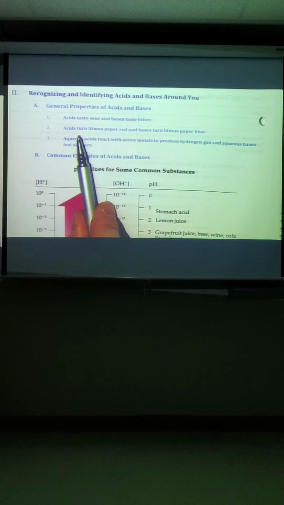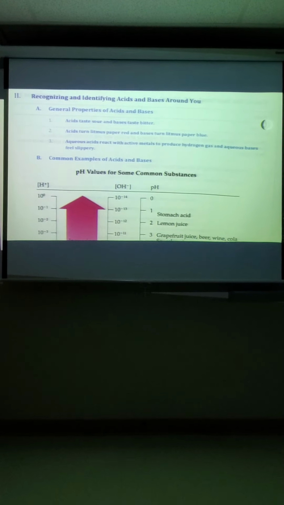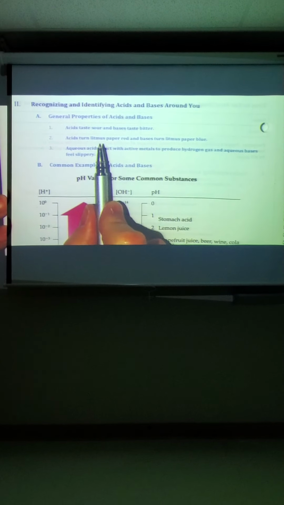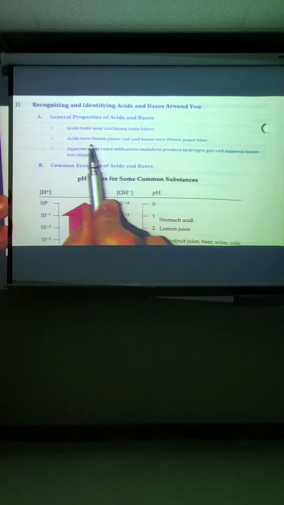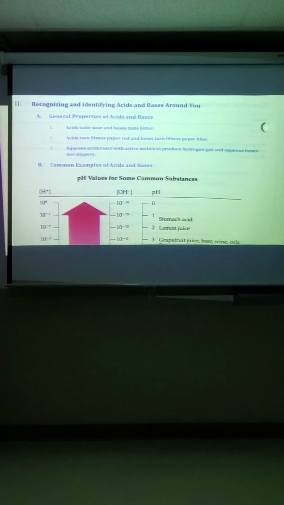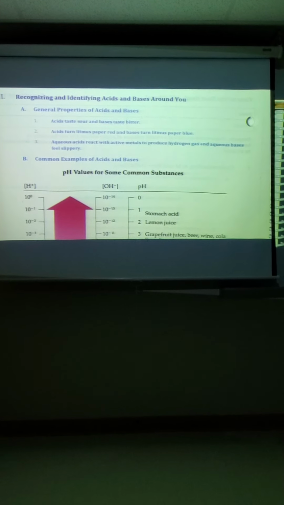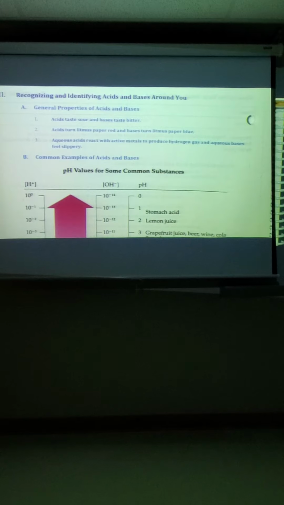But another good identifier is paper. And where does paper come from? What's important about paper is plants produce paper, and plants change color based on acids and bases. So much like our tongue, plants respond to that H plus or OH negative kind of ion.